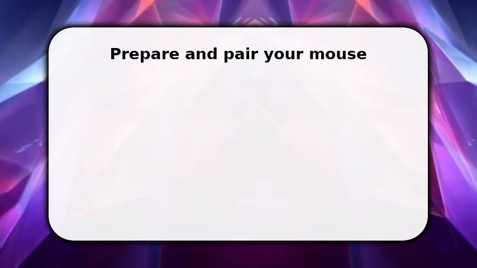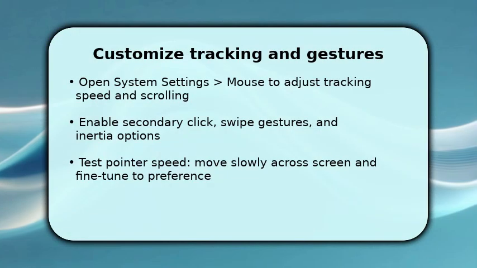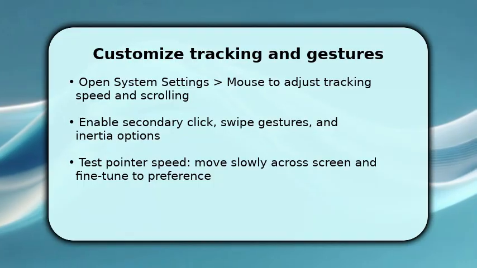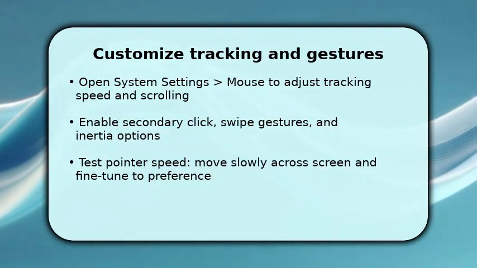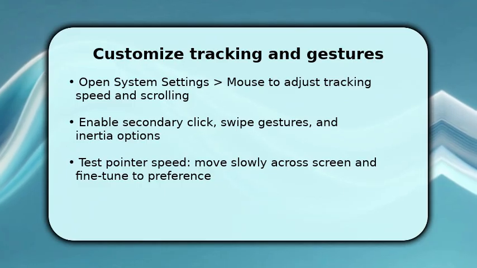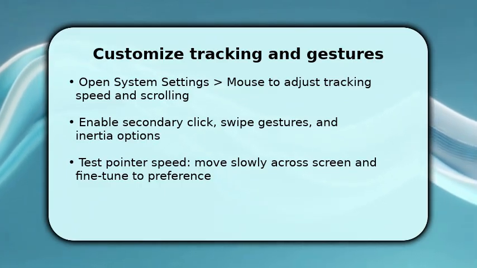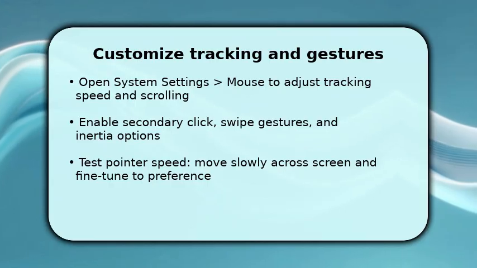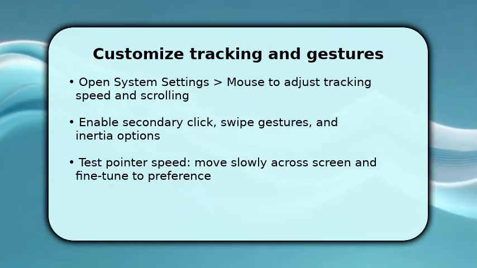Open System Settings and go to Mouse. Adjust tracking speed to control pointer acceleration, then set scrolling behavior to natural or standard, depending on whether you prefer content to follow finger motion. Enable or disable secondary click and gesture options to give you right-click and swipe functionality.